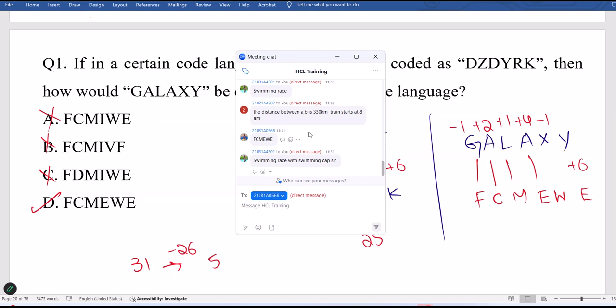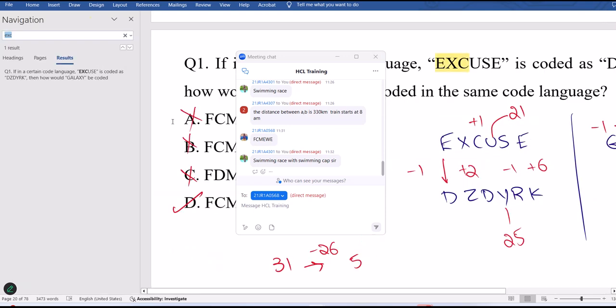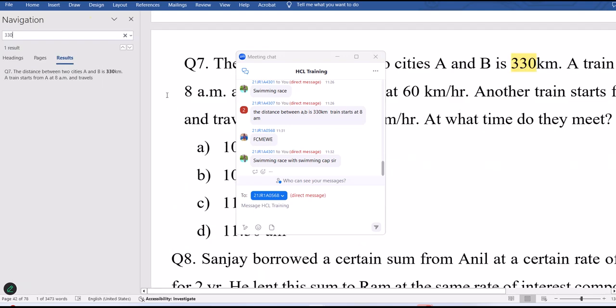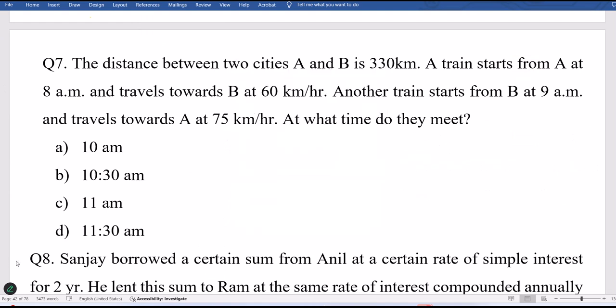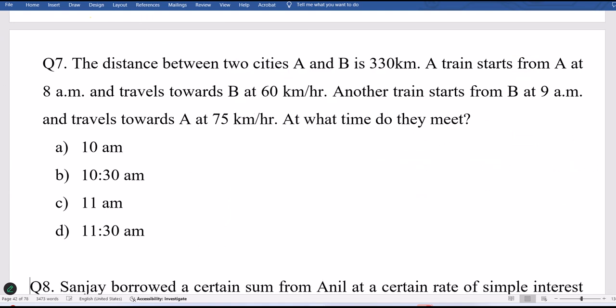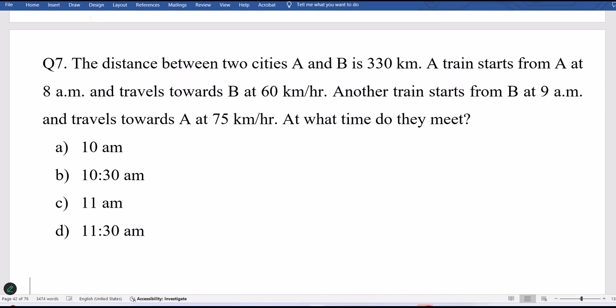Swimming race with swimming cap, yeah, we'll have a discussion. Before that, a few people are asking regarding the 330 kilometers train related question. So, yeah, fine. This is the question related to train. Here the distance between two cities A and B is 330 kilometers. Now, very important: they are opposite direction, we agree. Two trains are moving in opposite direction, but the timings are different. When timings are different, you have to take the late time.